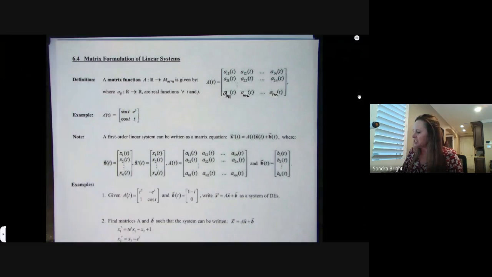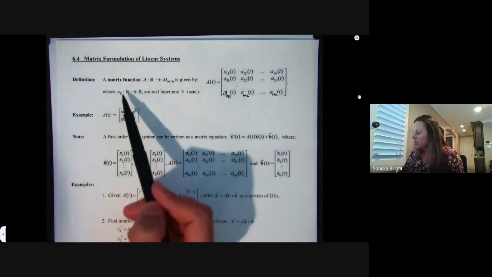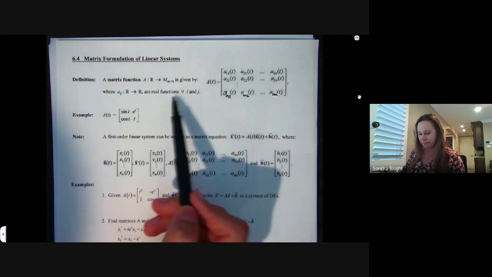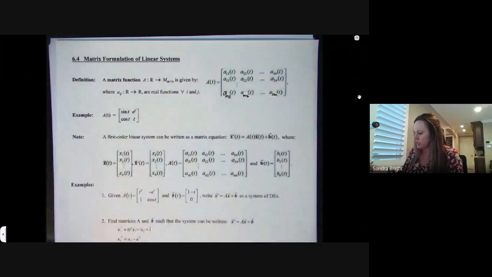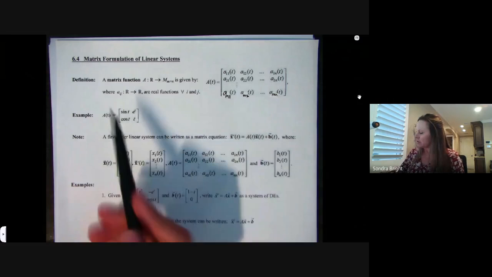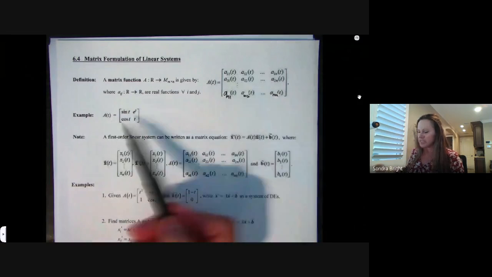Where each of these aij's are taking a real number to a real number. They're all real functions for all i and j. This is just an example of a matrix equation where you can make a matrix out of functions. So these are all a11 of t, they're all functions of t.